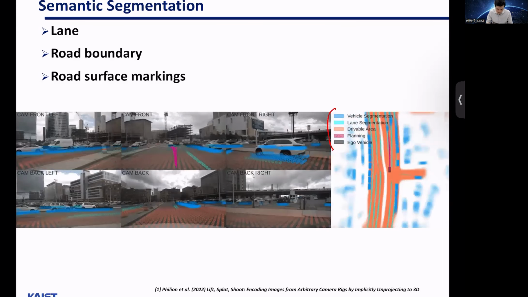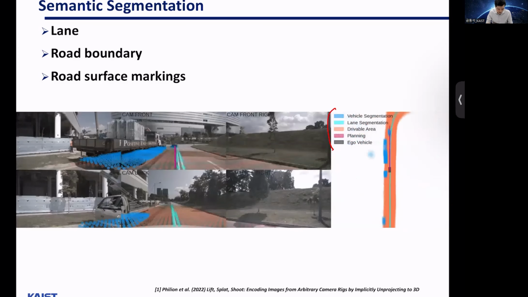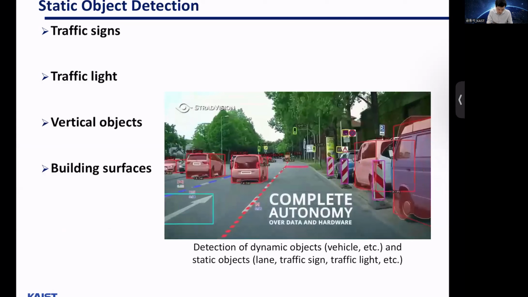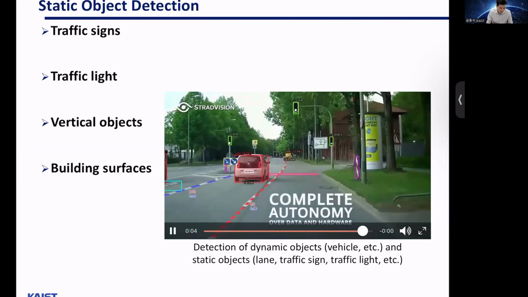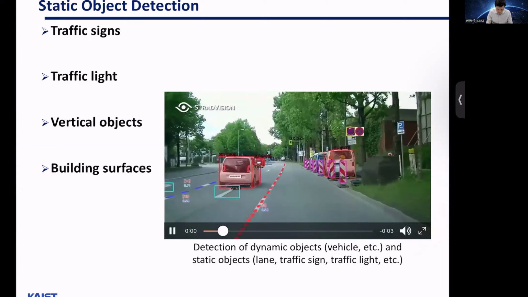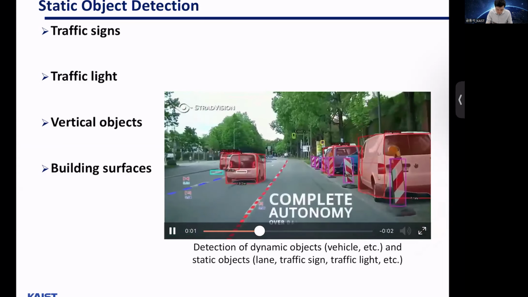drivable area as well. Providing automakers with complete autonomy over data and hardware. Just providing automakers. And then we have static object detection. Providing automakers with complete autonomy over data.